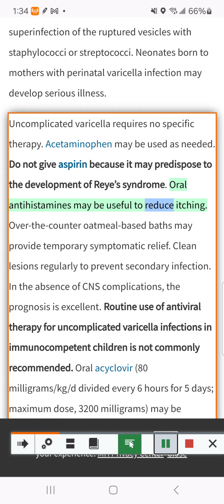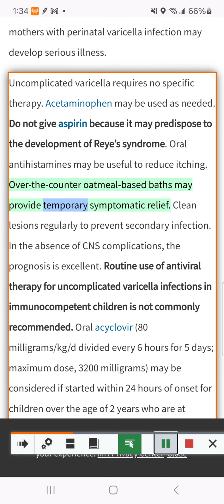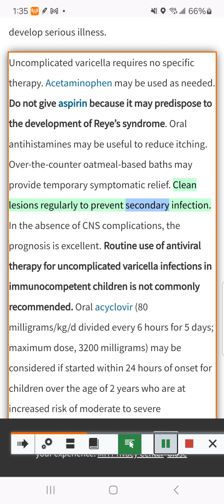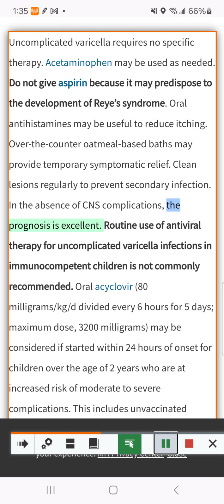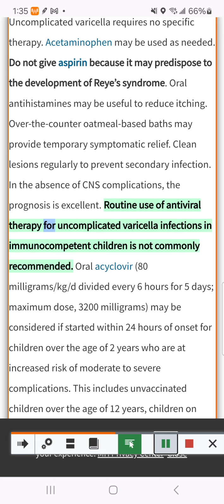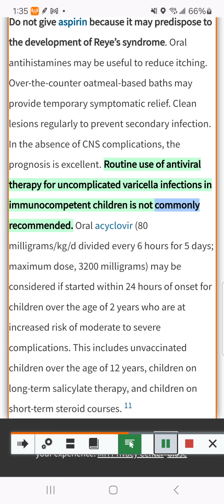Oral antihistamines may be useful to reduce itching. Over-the-counter oatmeal-based baths may provide temporary symptomatic relief. Clean lesions regularly to prevent secondary infection. In the absence of CNS complications, the prognosis is excellent. Routine use of antiviral therapy for uncomplicated varicella infections in immunocompetent children is not commonly recommended.